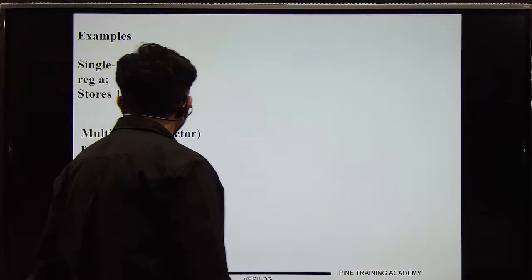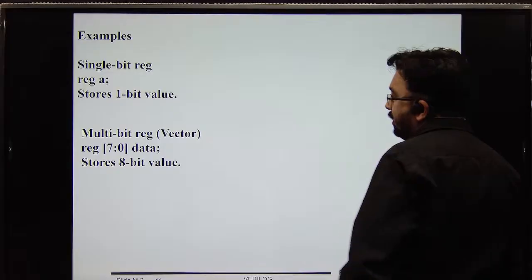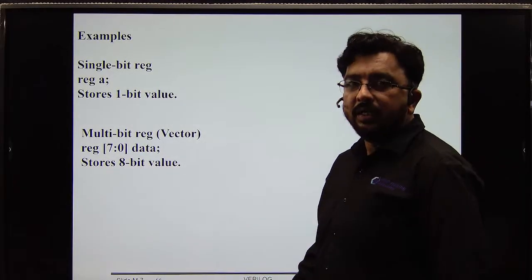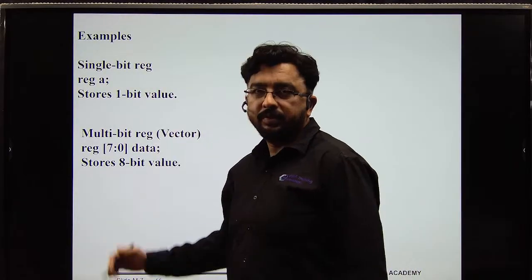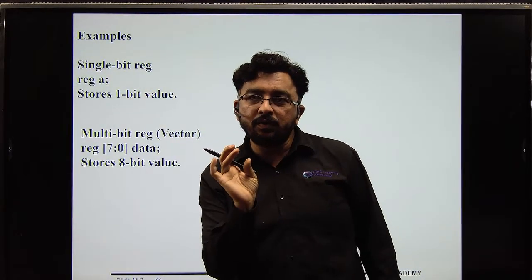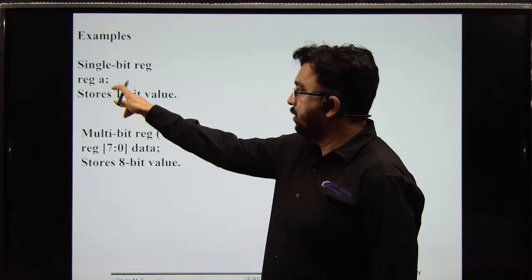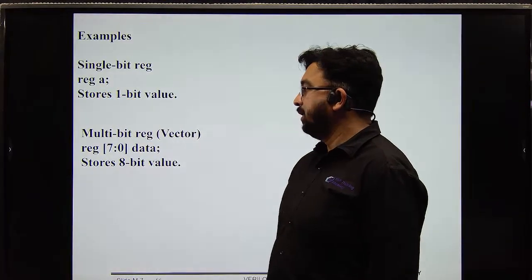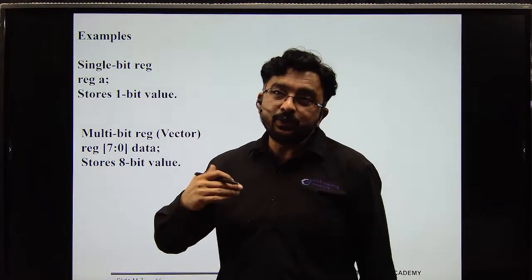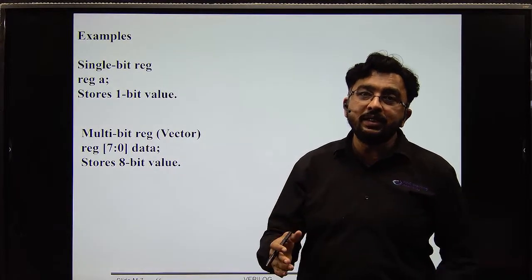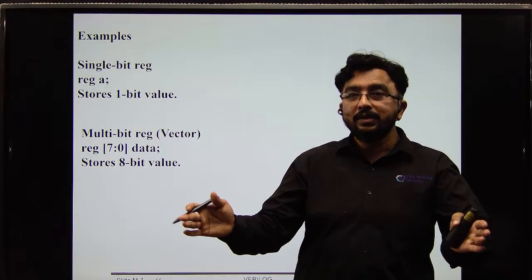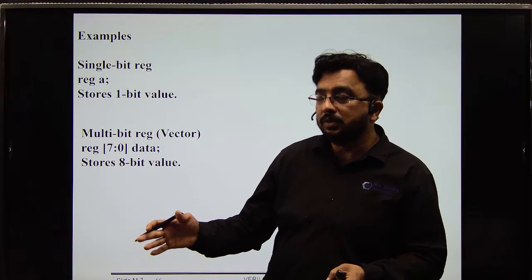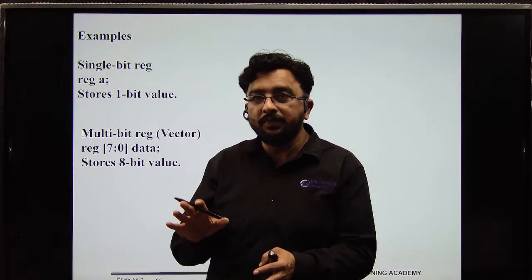Okay, just a very simple example I have written for you. One example, a single bit reg. If you are assigning the value of a in a single bit, you have to define it like this. You can also assign the value of reg in multiple bits. That is called a vector. I'm introducing the vector just for information.